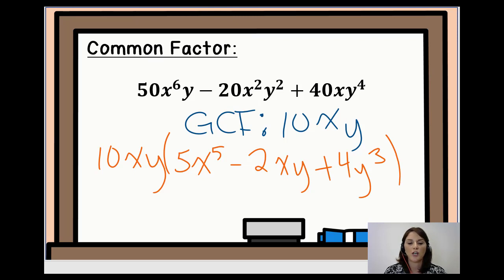Okay, so when I divide each term by 10xy, the result is 5x to the exponent 5, subtract 2xy, plus 4y cubed inside the brackets. And again, I can check by expanding. So 10xy times 5x to the exponent 5 is 50x to the exponent 6y. 10xy times negative 2xy is negative 20x squared y squared. And then the last term, 10xy times 4y cubed is 40xy to the exponent 4. So again, that works out when we expand and simplify.